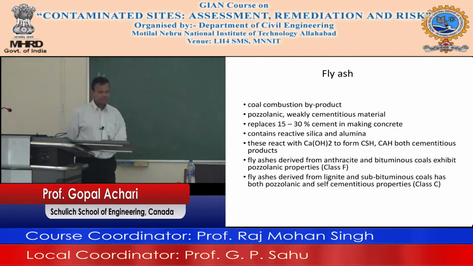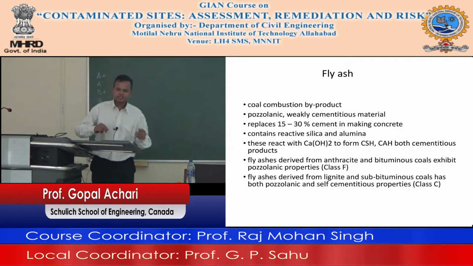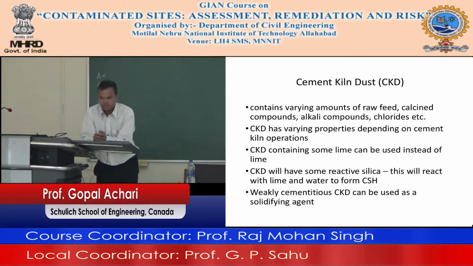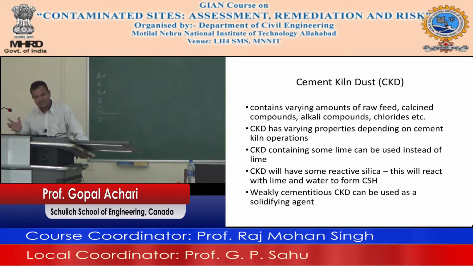So cement kiln dust is another one. This is the dust from a cement kiln. Contains varying amounts of raw feed, calcine compounds, alkali compounds, chlorides, and so on. Remember, cement is a manufactured product, and any manufactured product has specifications to meet. When you buy cement, there is an expectation of it meeting its specification, right? So there are things in any manufacturing process which don't meet the criteria. They have to be thrown out. This one is the dust from the cement kiln, which is not the cement but has some properties.